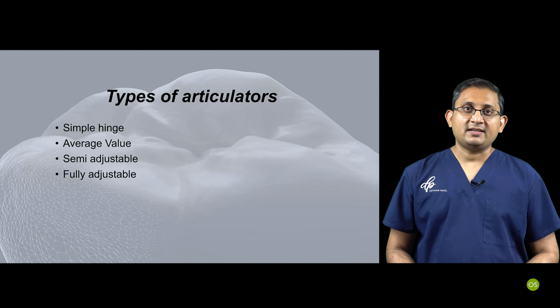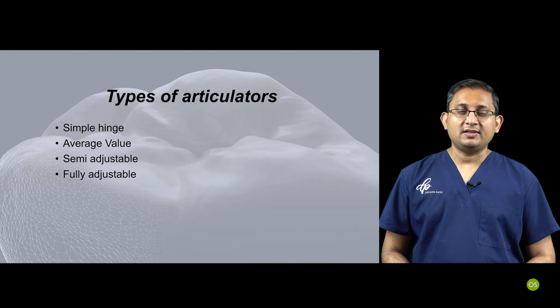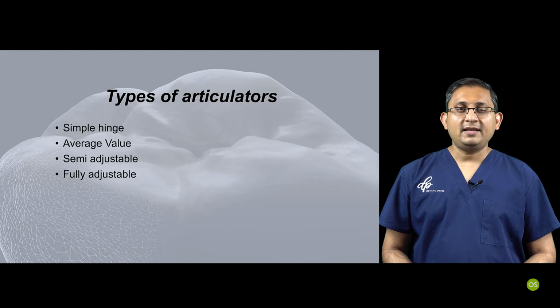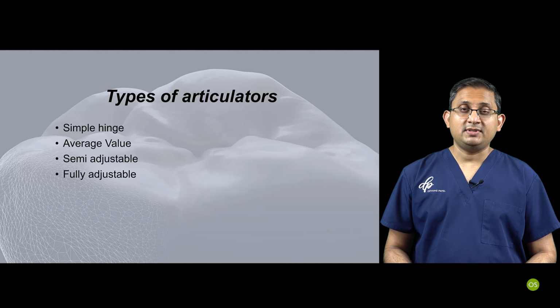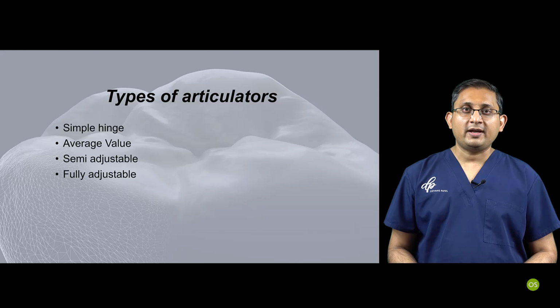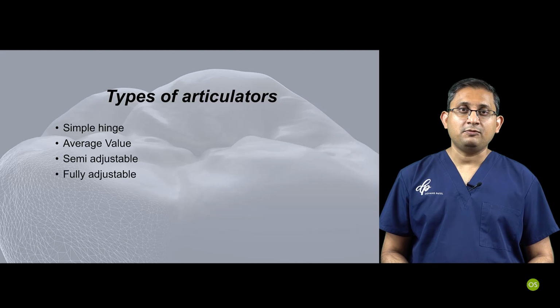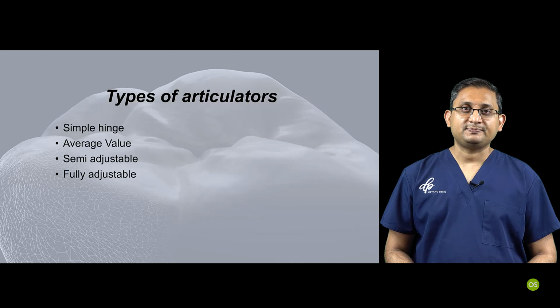One step up from that is the fully adjustable articulator. Now, fully adjustable articulators are, as we discussed before, the gold standard. However, they are very expensive to maintain, to take the face-bow record for, and very time consuming. And it's a very technically challenging skill to have. So if you can do it in your limited time, then fine, but otherwise a semi-adjustable articulator works very well in almost all cases.